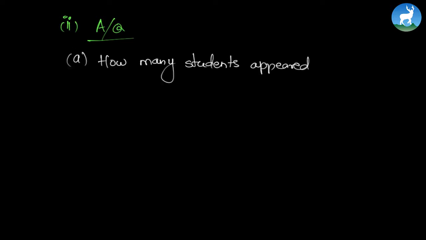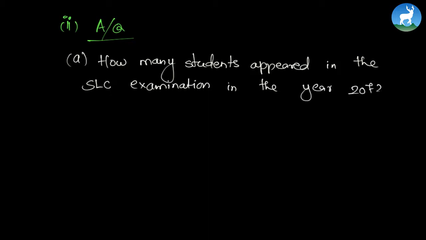Now let us go to number 2, which is, study the following table and pie chart once again and answer this question. So this is an answer-the-question type of exercise. Let's start with the first one, which is, how many students appeared in the SLC examination in the year 2072 and 73? And the obvious answer, if you just look at the pie chart, is 4,36,983. So these many students appeared in the SLC examination in the year 2072 and 73.